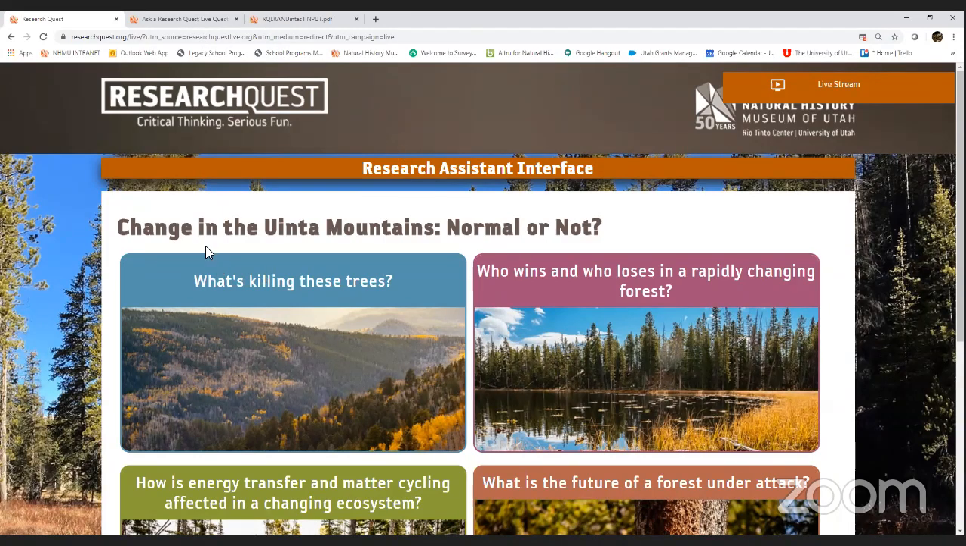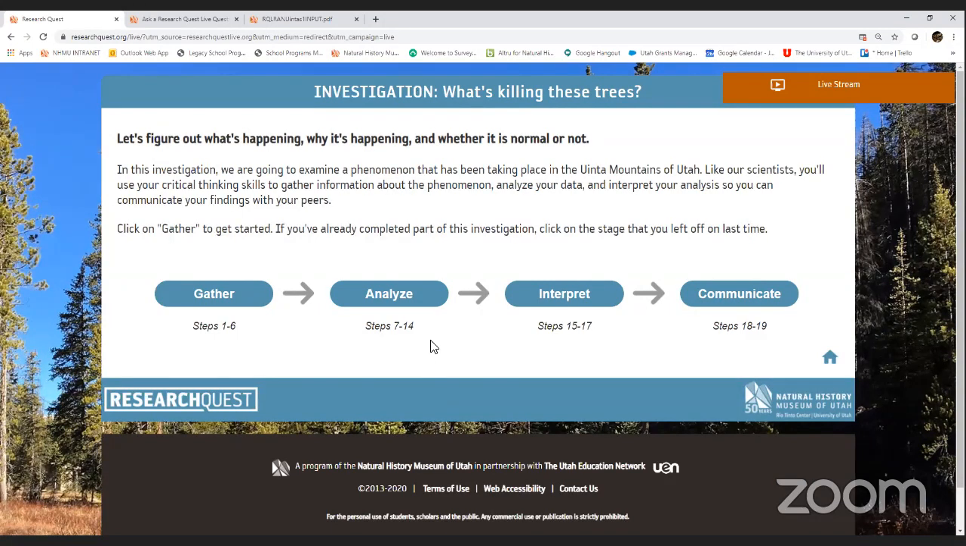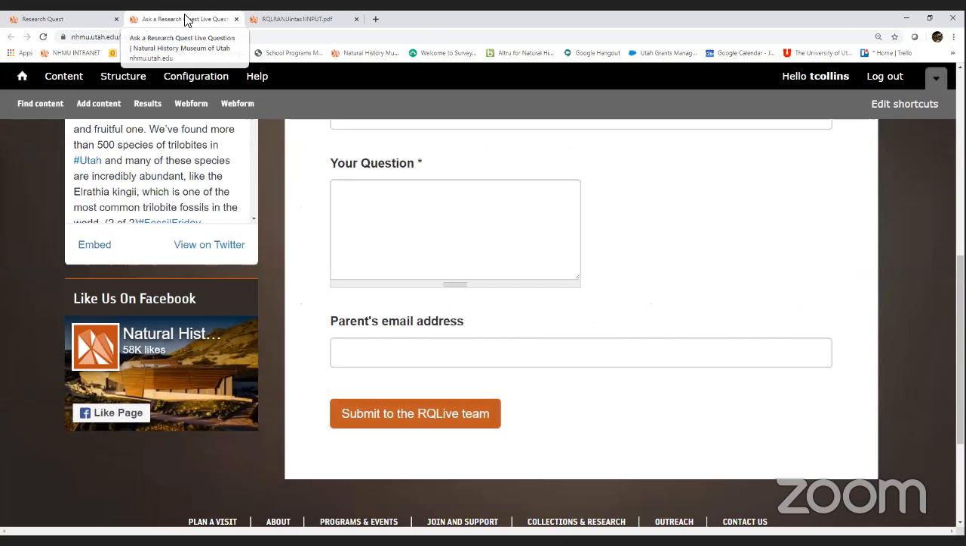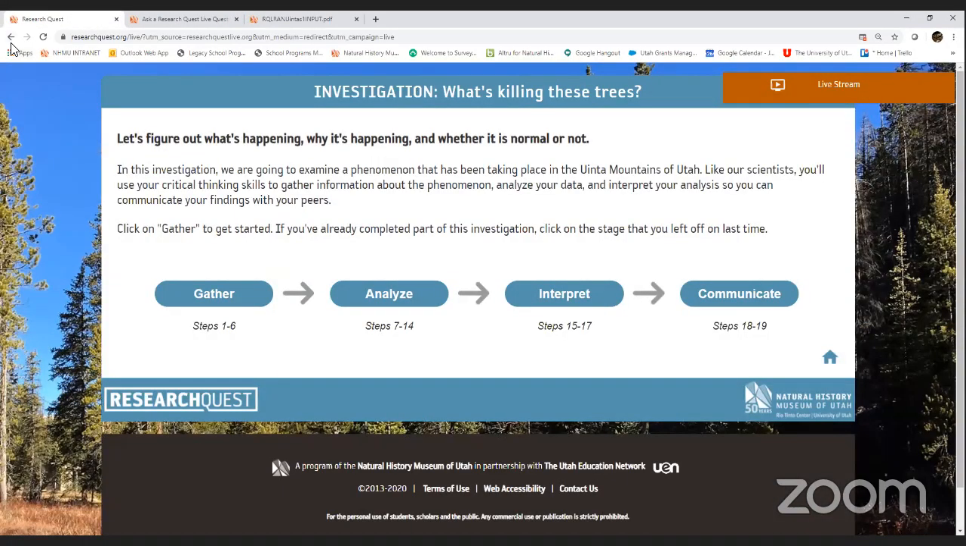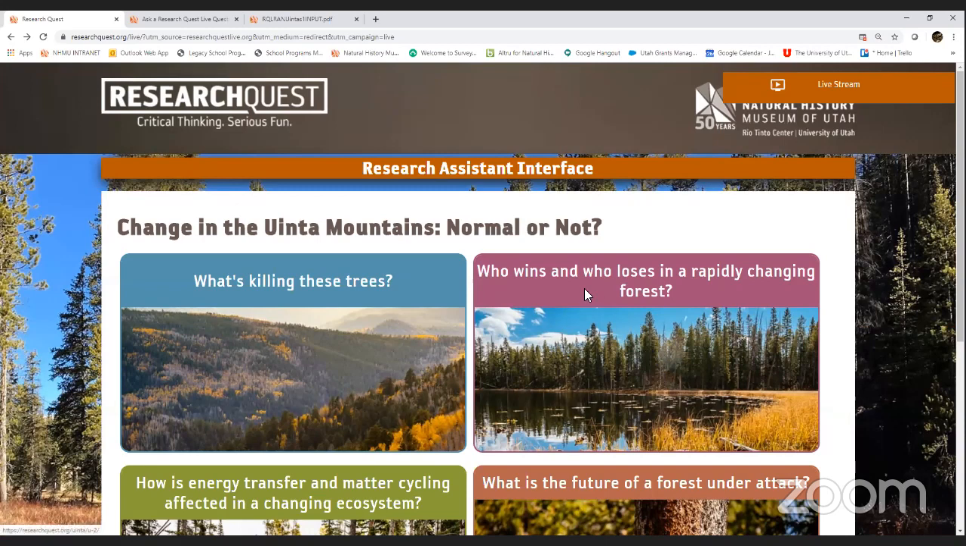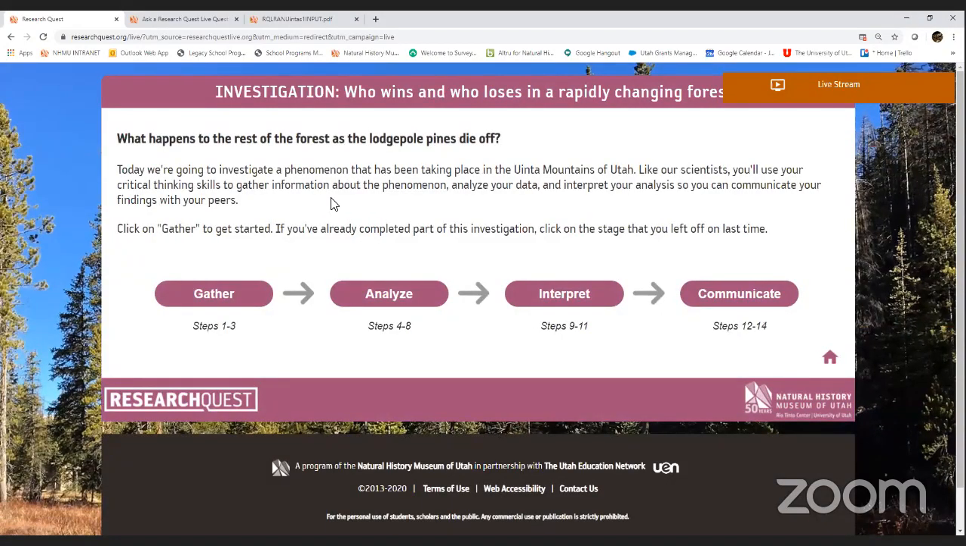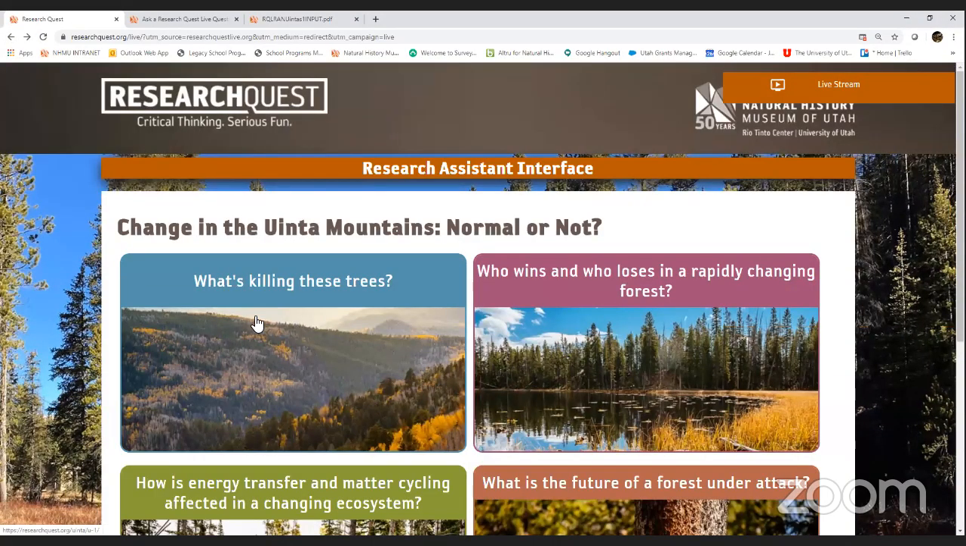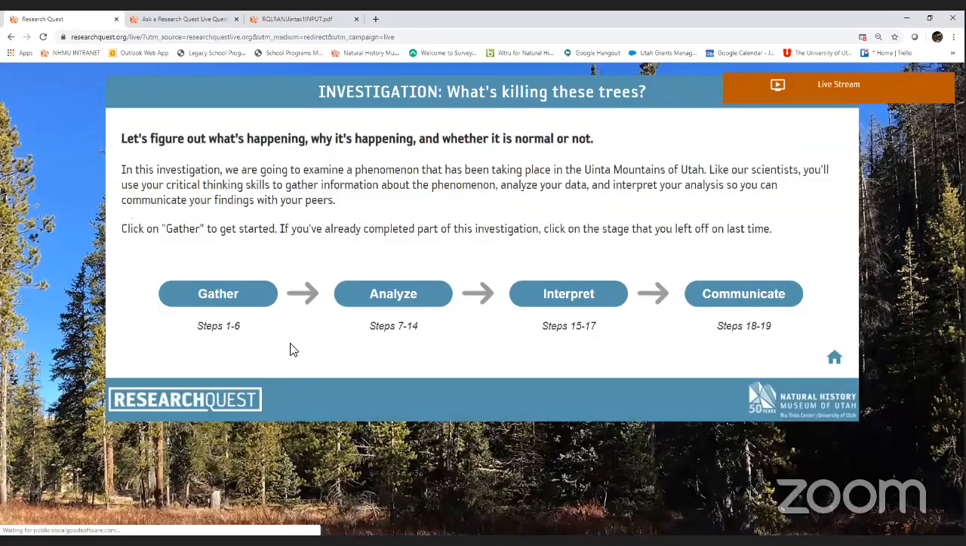All right, today we are working on what's killing these trees. So I'm going to go ahead and select that. We are going to be working on the end of analyze, so we're on step 12, and we're going to be working through steps 15 to 19 today. Just so you know where we're headed, tomorrow we're going to be working on who wins and who loses in a rapidly changing forest. And we're going to start the gather and analyze steps tomorrow.